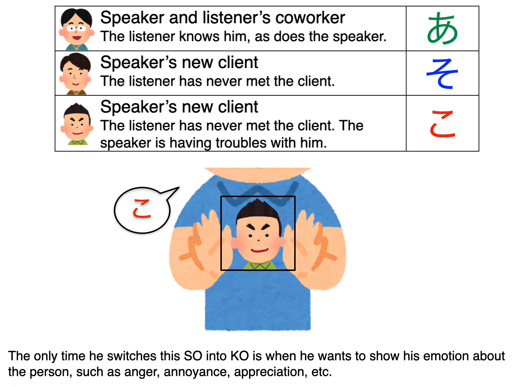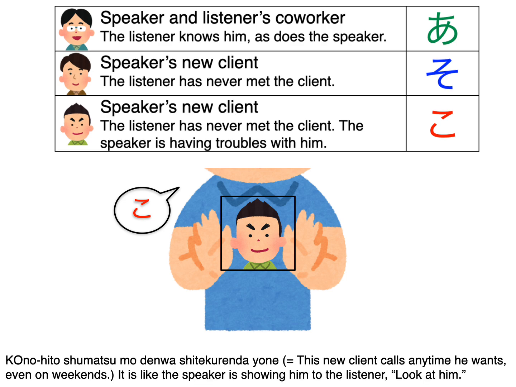The only time that he switches this そ into こ is when he wants to show his emotions about this person, such as anger, annoyance, appreciation. この人週末に電話してくるんだよね。It is like the speaker is showing him to the listener. Look at him.